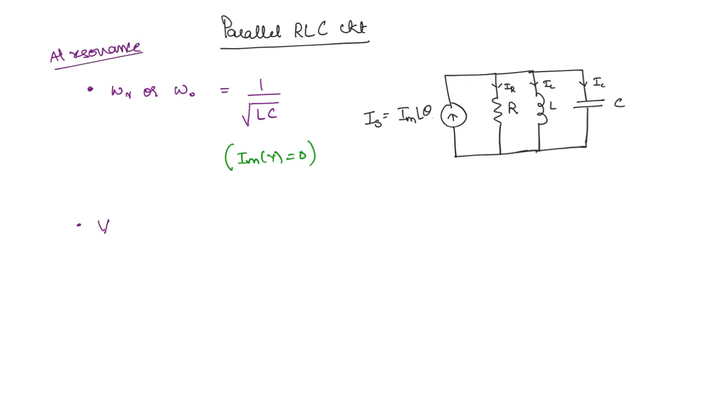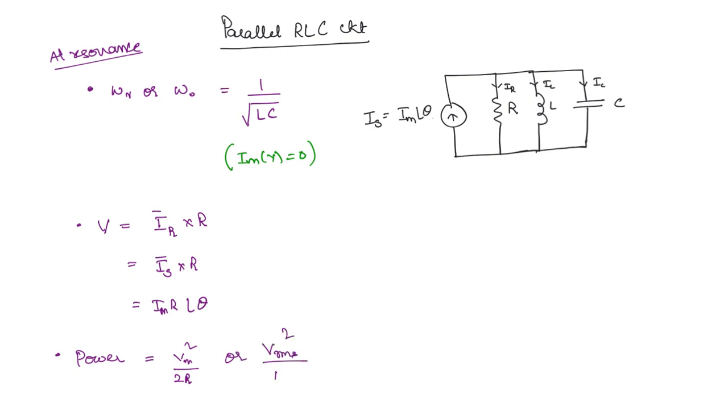What will be the voltage? This will be equal to the current through the resistor into R. But the current through the resistor is equal to the source current. So you are going to get Im into R angle theta. So the voltage across the resistor will have the same phase as the source current. Alright. What about the power? The power that is dissipated you are going to get as Vm square by 2R. This is in terms of maximum values. Otherwise you can also write it as Vrms square by R.